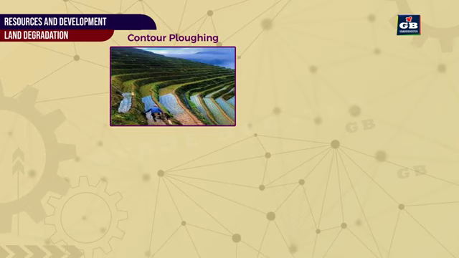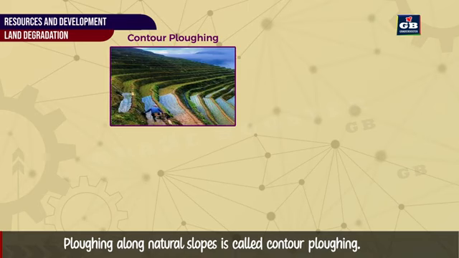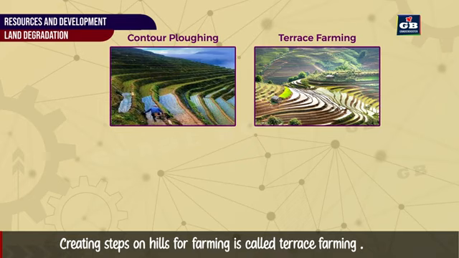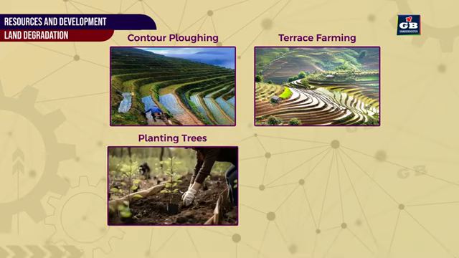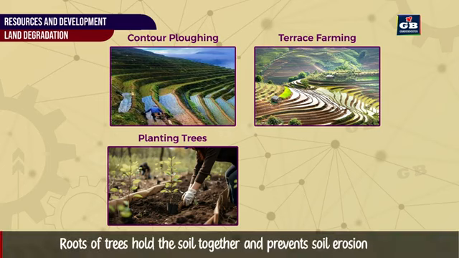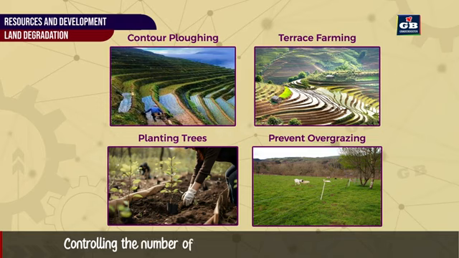1. Contour ploughing. Ploughing along natural slopes is called contour ploughing. 2. Terrace farming. Creating steps on hills for farming is called terrace farming. 3. Planting trees. Roots of trees hold the soil together and prevent soil erosion. 4. Prevent overgrazing. Controlling the number of grazing animals prevents soil erosion.